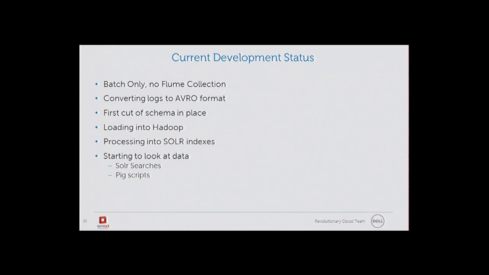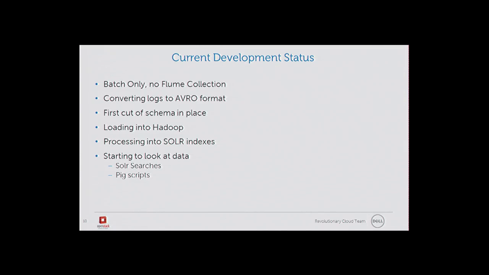In terms of the current status, where we are today, it's currently a batch-only system. We haven't quite worked out the details of the Flume collection. The good news is that it's a well-established tool, so it wasn't a big problem to solve. I'm focusing on the hard problems. In batch mode, I'm able to take OpenStack logs, run them through some utilities, and get them into Hadoop. We're converting them to Avro format.